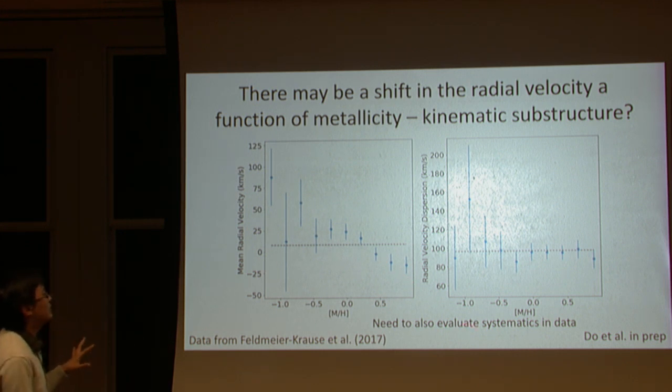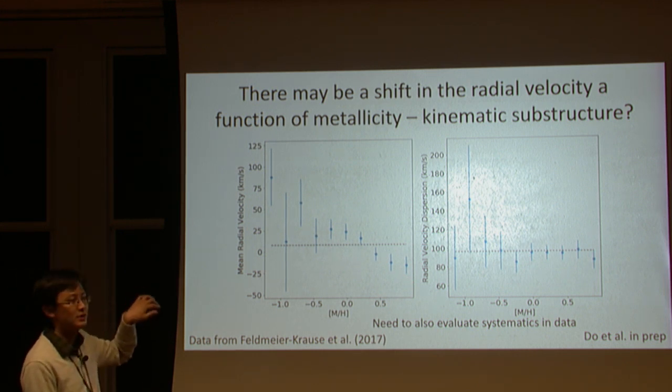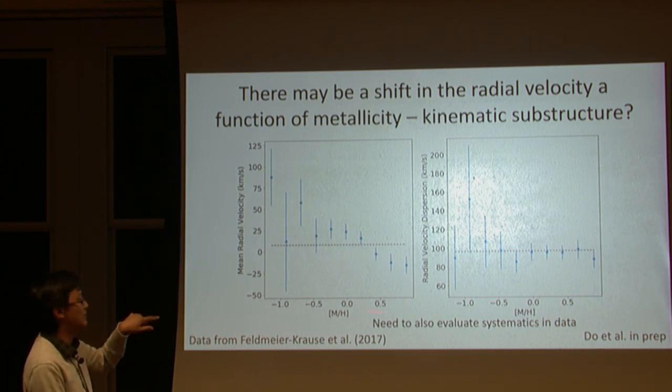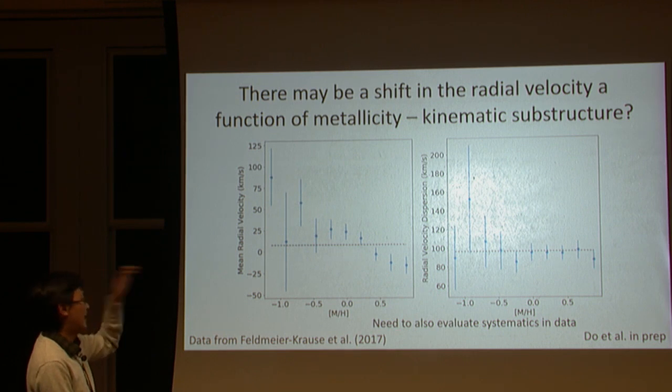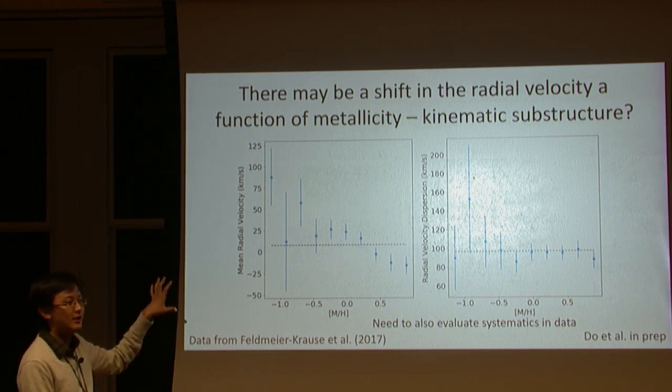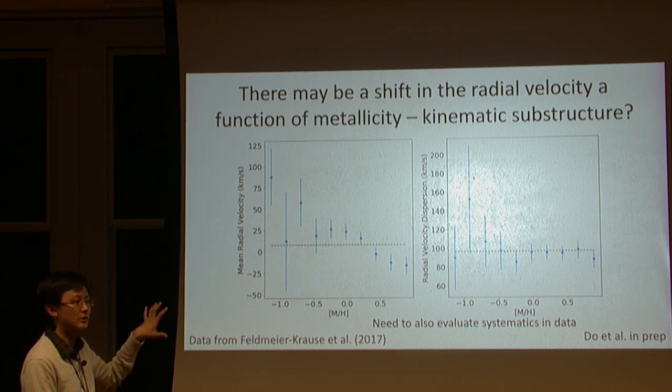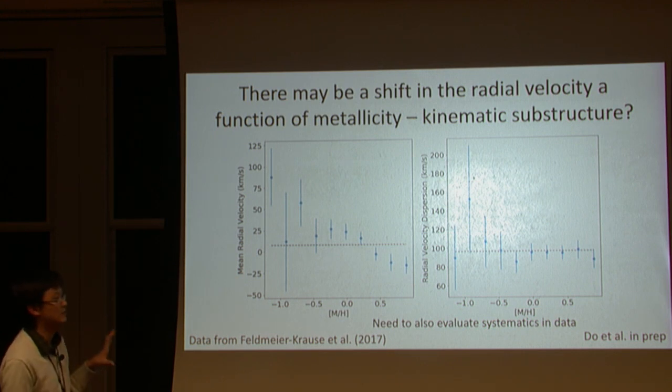Oh yeah, so I think one would need to do a more careful statistical analysis about how the errors in your metallicity shifts things around. But this is the first time I've seen a metallicity-dependent component in the nuclear star cluster, which is really interesting to me anyway.